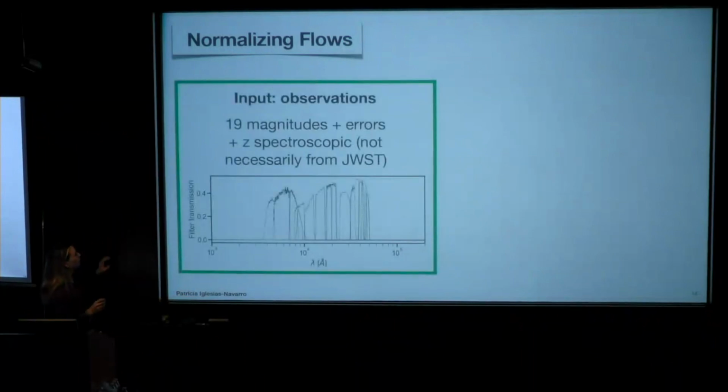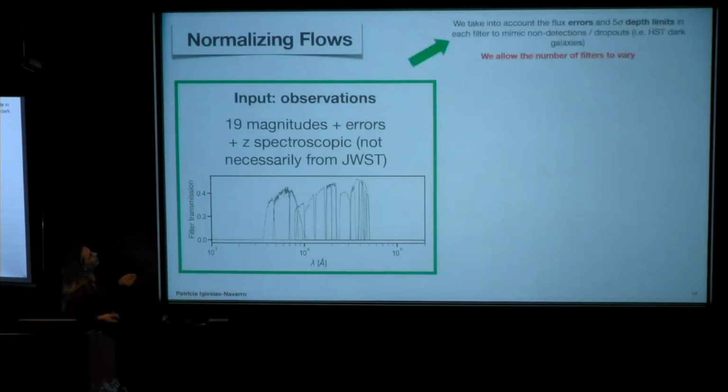So going back to where we were before, our inputs are going to be observations, 19 magnitudes and their errors, with spectroscopic redshift, not necessarily from JWST. It can come from ground-based surveys. We are also trying to add some realism here. So we are adding noise that comes from the real survey. And we are also trying to mimic the depth limits of the survey, so we can characterize non-detections, like for example, HST dark galaxies.